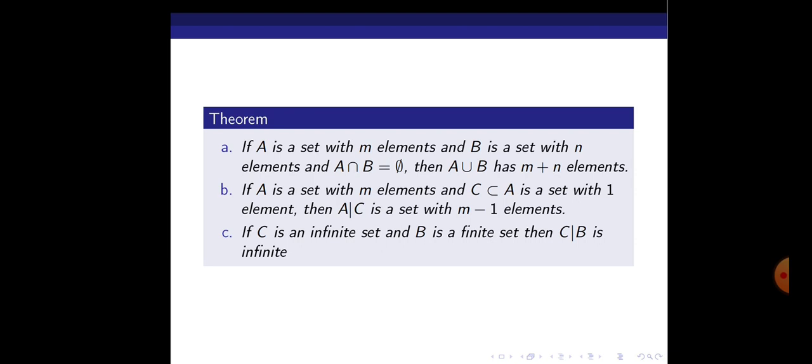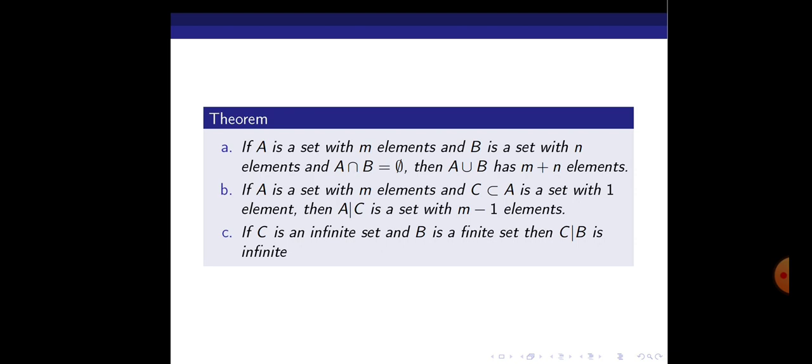And the second part is, if A is a set with m elements and C subset of A is a set with only one element, then A minus C is a set with m minus 1 element. And the third part is, if C is an infinite set and B is a finite set, then C minus B is also infinite.